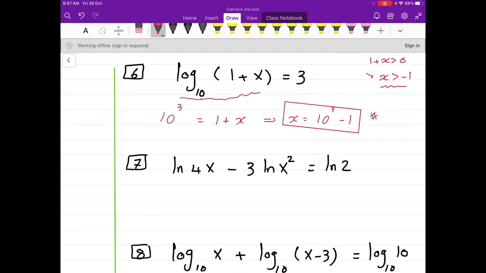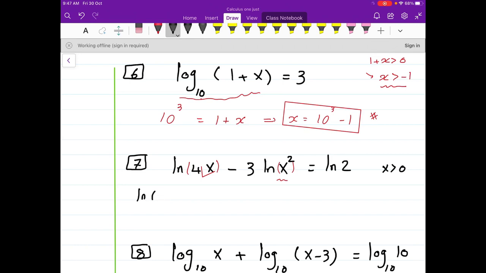Now, to solve the equation, ln 4x minus ln 3x squared equals ln 2. The domain: x positive, and the domain of the other is R except 0, so the domain for this equation, x must be positive. Now, how can we solve this equation?